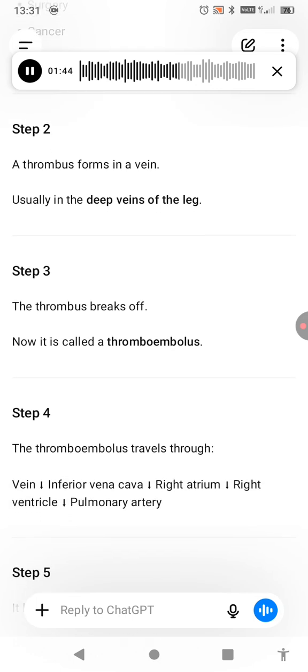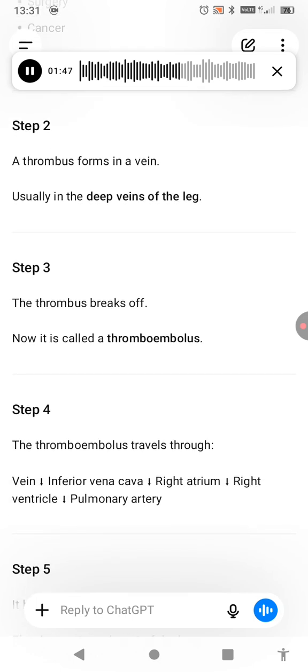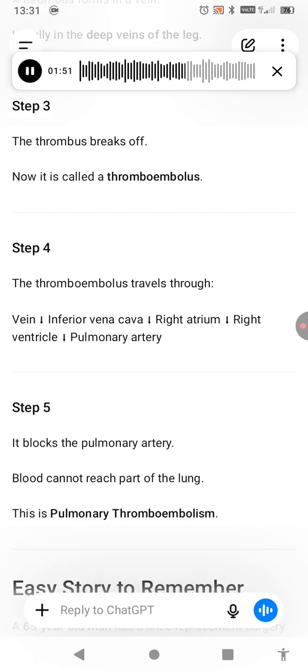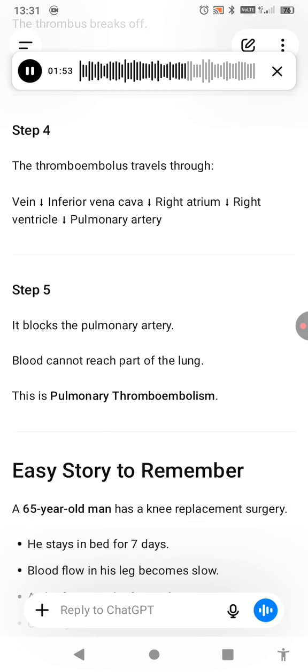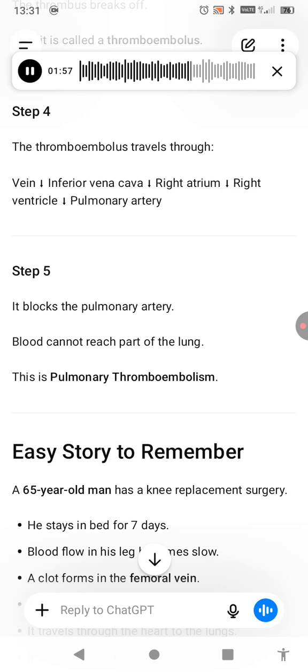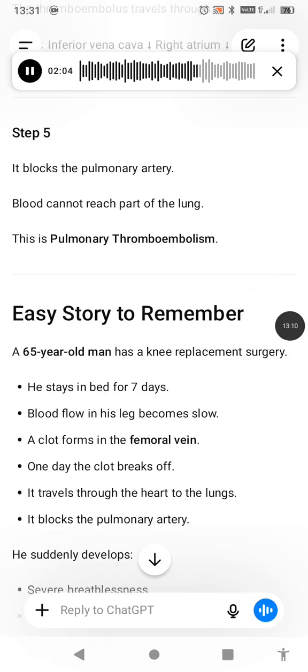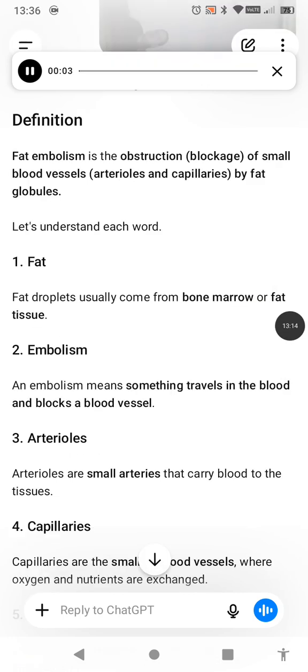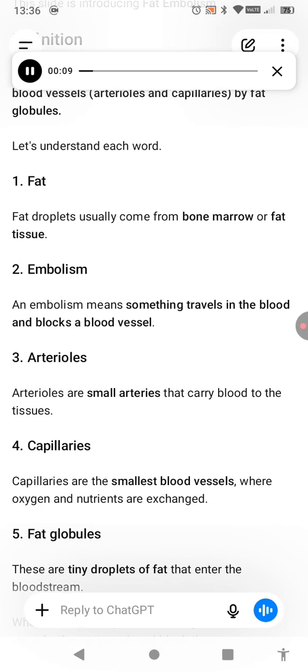Step 2, a thrombus forms in a vein, usually in the deep veins of the leg. Step 3, the thrombus breaks off. Now it is called a thromboembolus. Step 4, the thromboembolus travels through the vein, inferior vena cava, right atrium, right ventricle, and reaches part of the lung. This is pulmonary thromboembolism. Fat embolism is the obstruction, blockage of small blood vessels, arterioles and capillaries by fat globules.